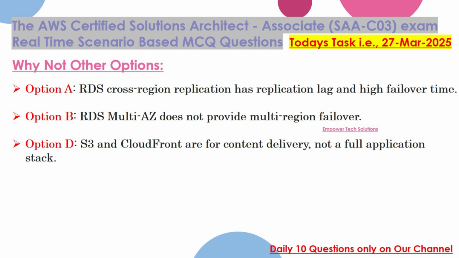Why not other options? Option A. RDS cross-region replication has replication lag and high failover time. Option B. RDS Multi-AZ does not provide multi-region failover. Option D. S3 and CloudFront are for content delivery, not a full application stack.